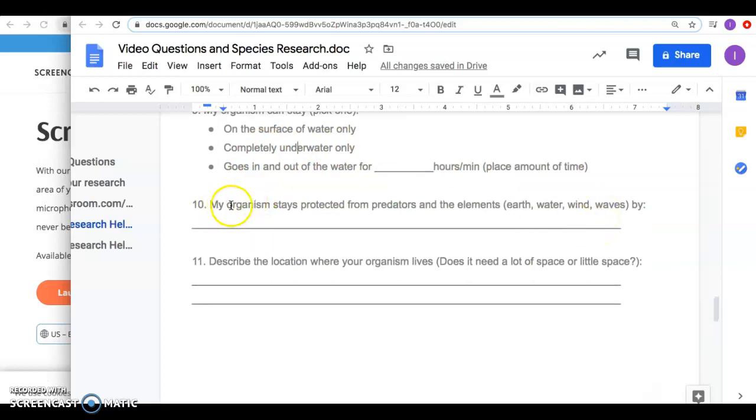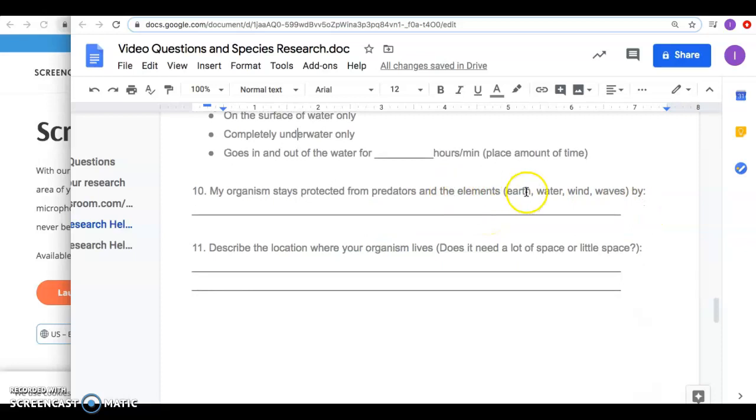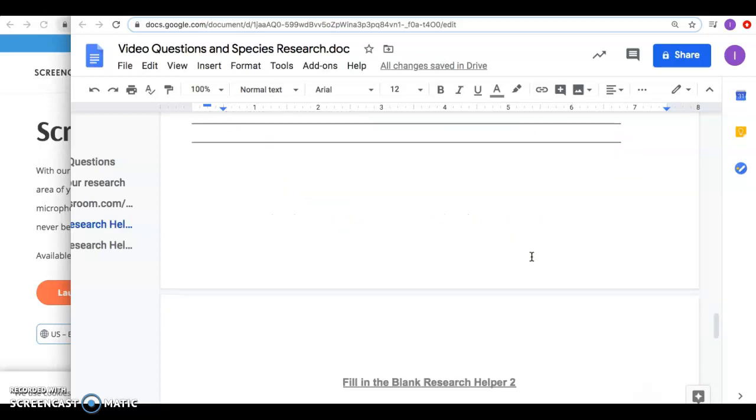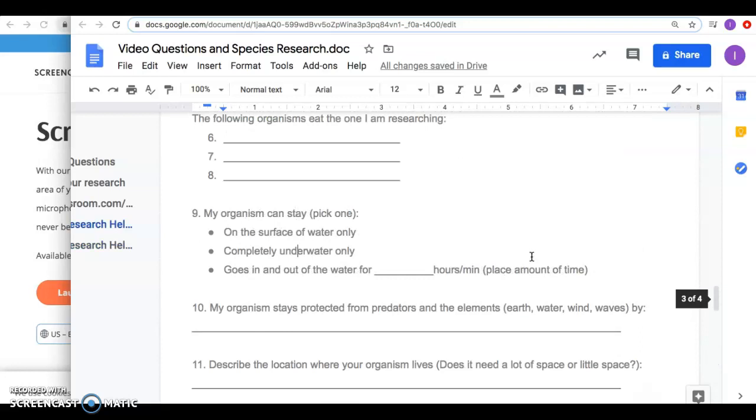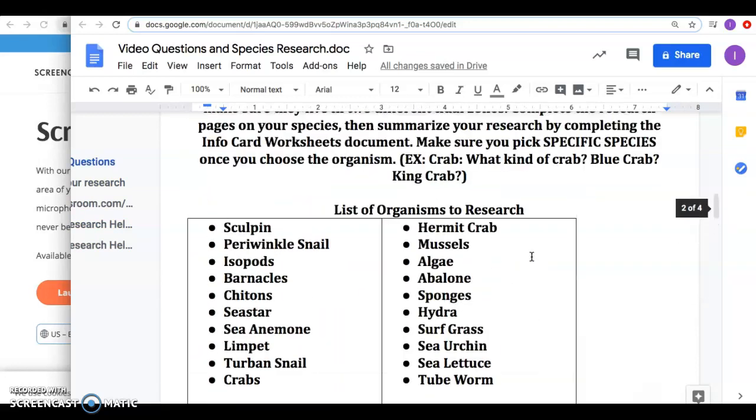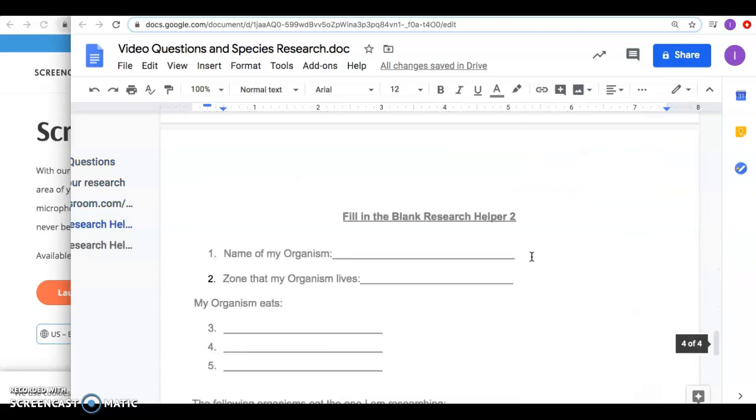And then you want to say, my organism stays protected from predators by doing what, okay? And the elements, all right? And then describe the location where it lives. Does it need a lot of space? Does it need a little space, okay? And you're gonna do that for both of your species or all 3 of your species.